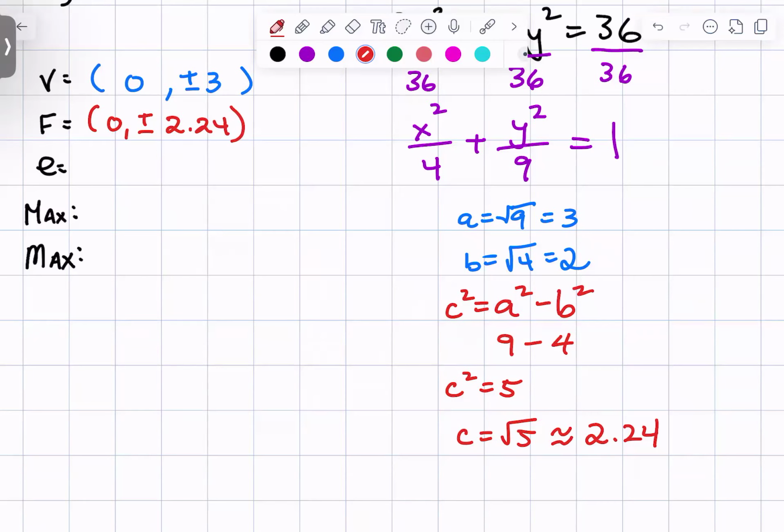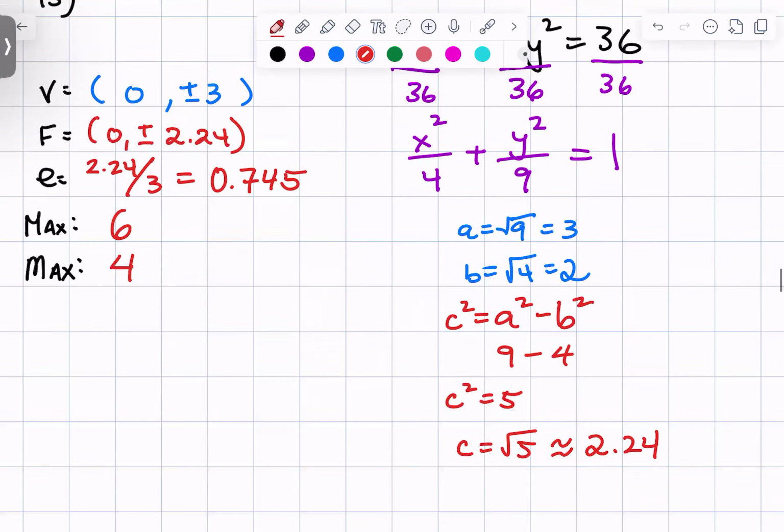My eccentricity is c over a. So it's 2.24 over 3, which is 0.745. My major axis is just 2 times my a value, which is 6. My minor axis is going to be 4. Okay, so we got all the information, right?